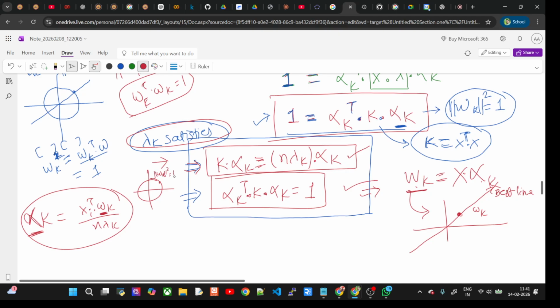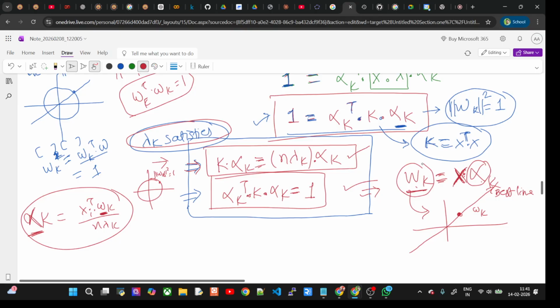So for that reason you got another equation saying that alpha k transpose K alpha k equals 1. If the given alpha k satisfies these two equations, you can simply take that alpha k, multiply with your transpose x, your data points x, and directly you can get your final aim of getting the eigenvector. That's all.